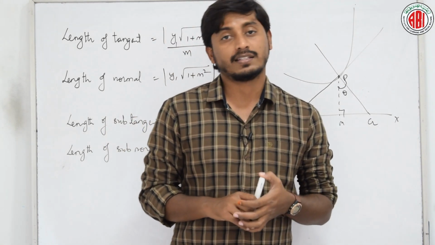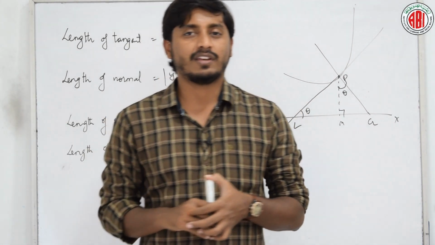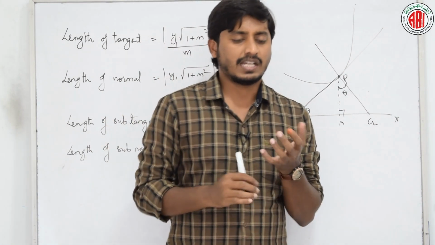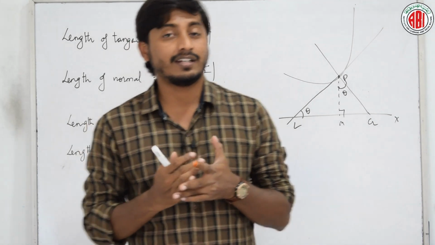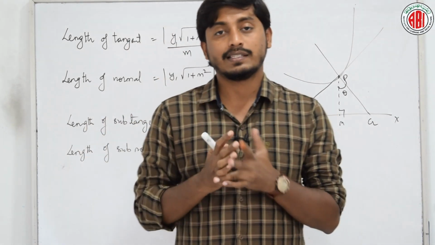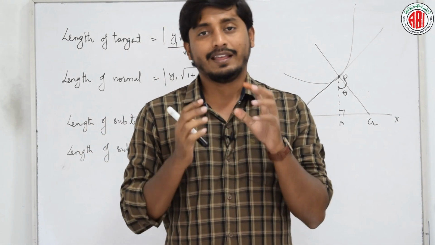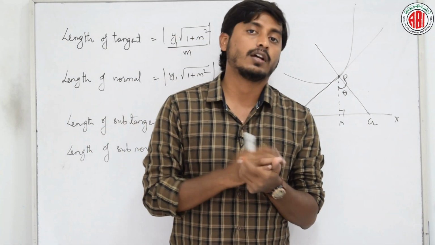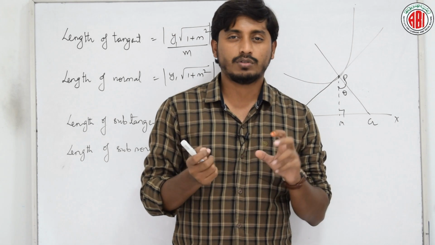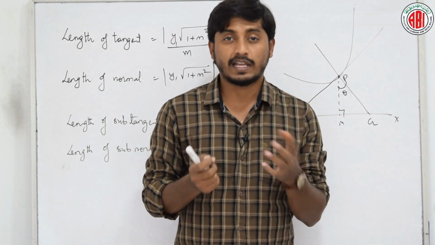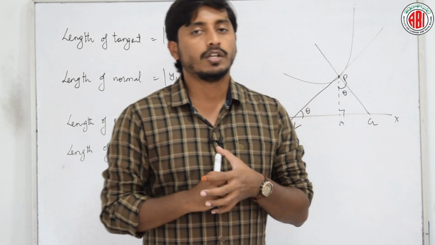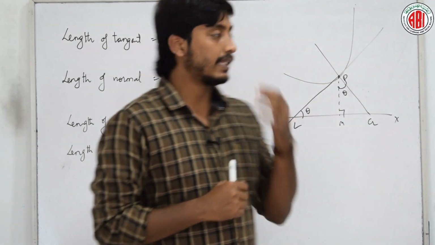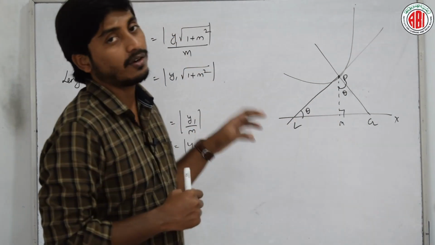We have started a discussion with the chapter Applications of Derivatives. What did we learn? We started with errors and approximation, then we entered into the topic tangents and normals. We learned how to find the slope of a tangent of a given curve, and then we found the equations of tangents and normals, right? Fine. Today we are going to discuss only the lengths of tangents and normals.